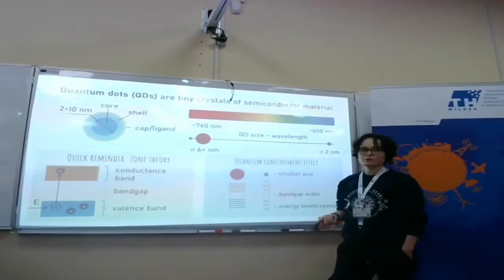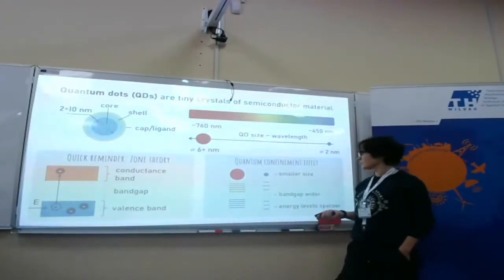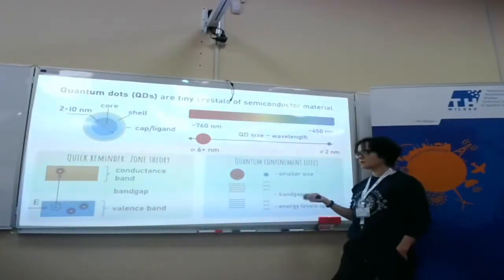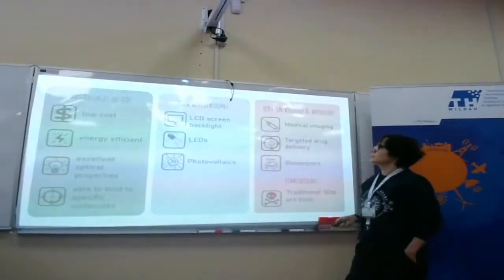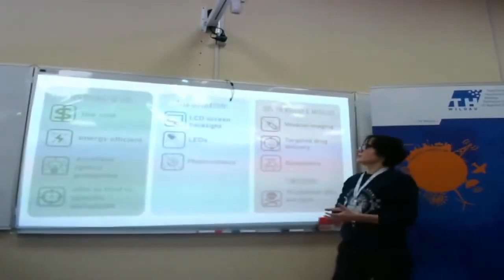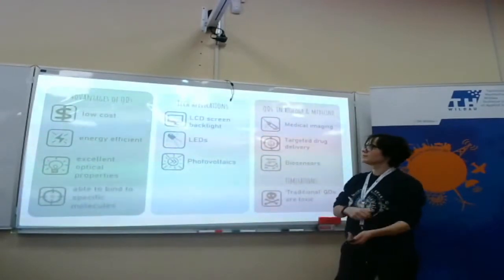Also, quantum dots are called artificial atoms. This is because their properties are closer to atoms than to bulk materials. Next slide. Now we'll talk about where they're used and why they're used.